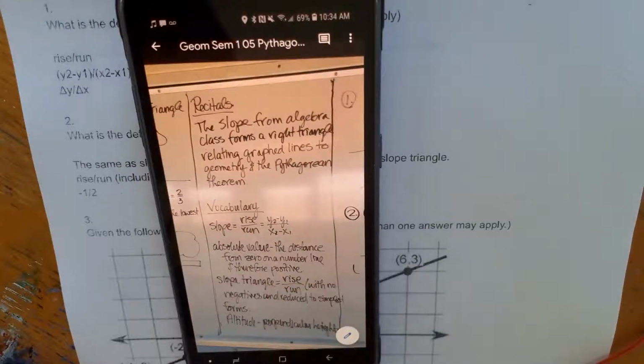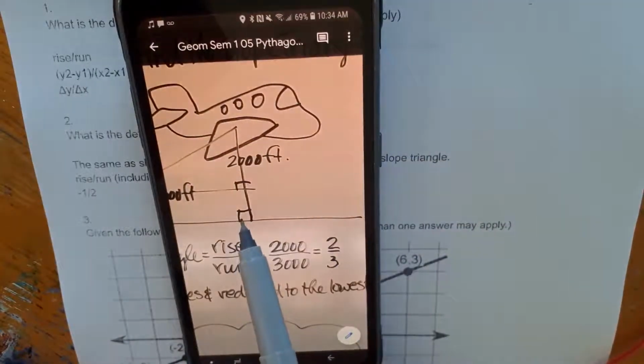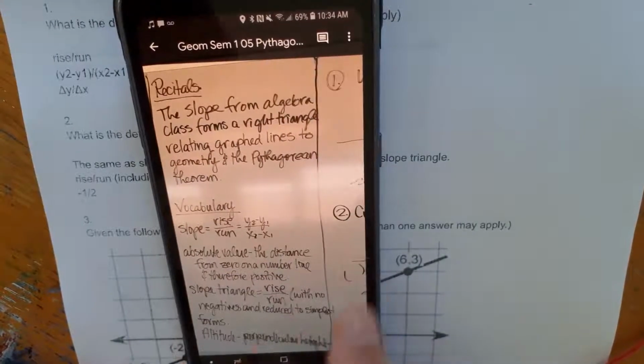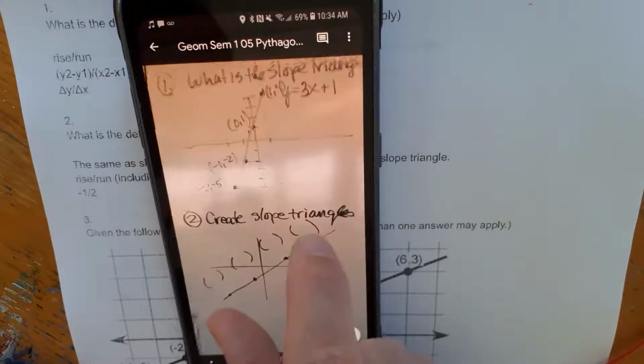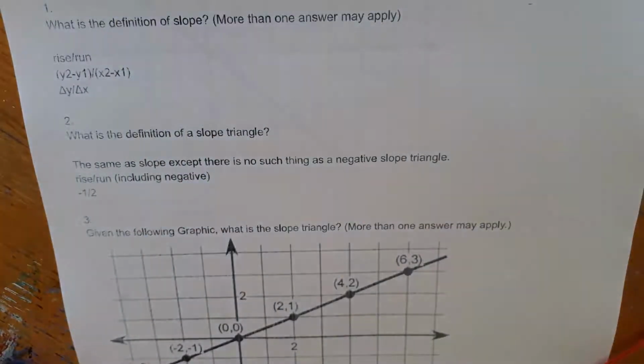Okay, pretty good. Here's vocabulary slope. Absolute value, the distance from 0 on the number line, and therefore positive. Slope triangle, rise over run, with no negatives and reduced to the simplest form. Altitude is perpendicular height. Altitude of an airplane is perpendicular height. Notice the 90-degree angle between the base, or the earth, and the line going straight up to the airplane. Here's problems you're going to put into your comp book. And with that, let's look at the problem sets they give us.